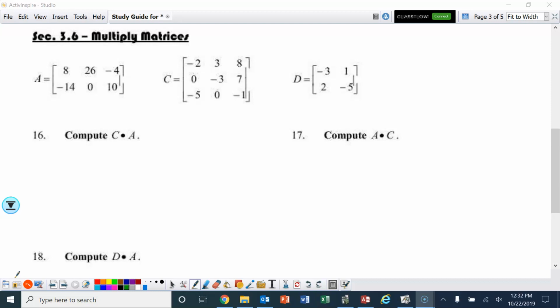I'm going to show you with the calculator how you can do it that way, and you can also use it to check your answers if you did multiply it by hand. So the first thing I'm going to do is go to the calculator and put these three matrices into the calculator.